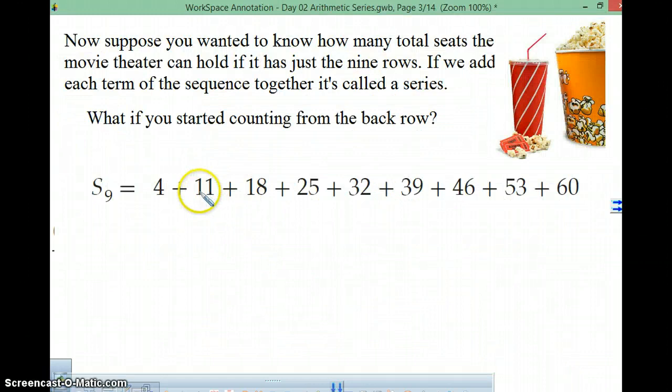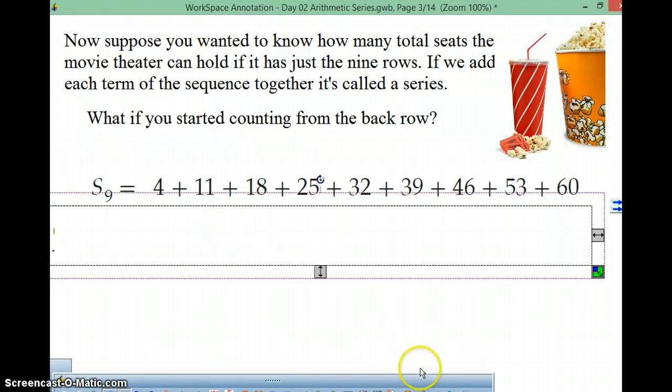Okay. Now suppose you wanted to know how many total seats the movie theater can hold if it just has those 9 rows. Well, you could add up all the 9 terms. You could figure out what each term is and then plug it into a calculator and add it up. But here's another way to do it. It's a shortcut method, and it's going to help us find an equation. Imagine if you did this.